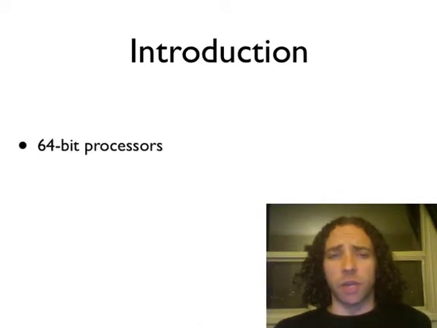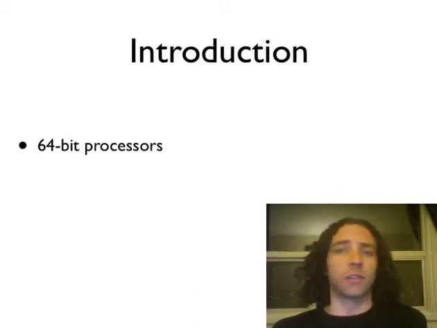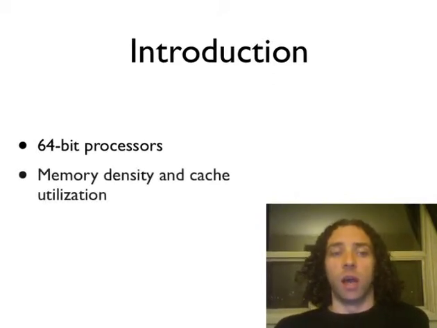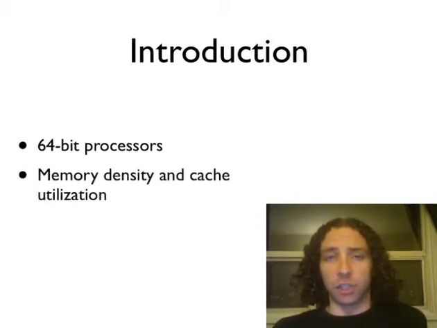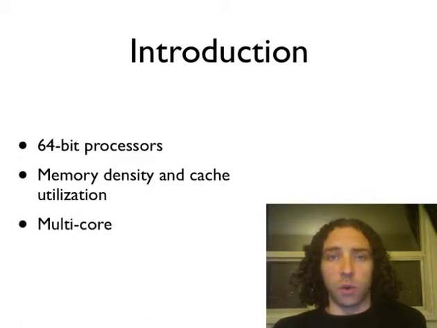First of all, we're going to talk about 64-bit processors and what that means, what the performance benefits or drawbacks are of that decision. Memory density and cache utilization, because that's an increasing area of interest and performance concern as time goes forward. Also multi-core, because that's something that is very common in mainstream processors today.